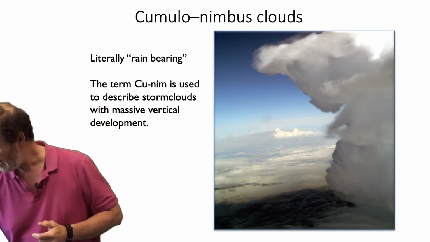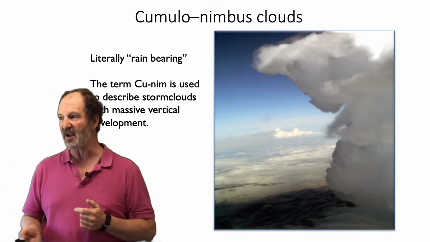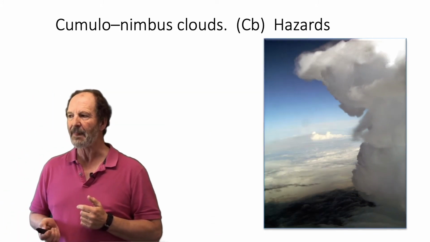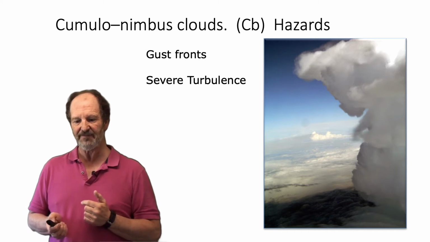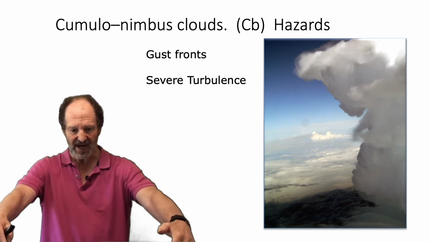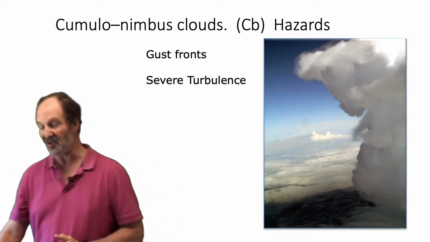You get downdrafts as well, microbursts as they're called, and you get severe turbulence. Because it's so big, you get a gust front out ahead of it as well. So just time for a little story here.